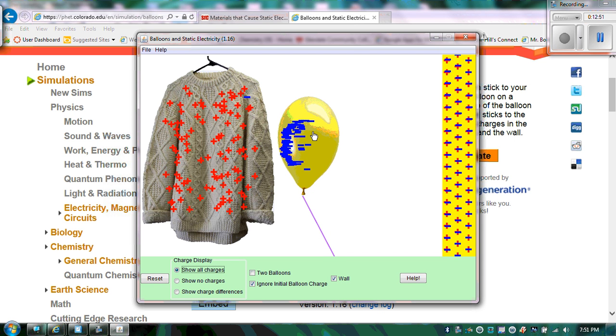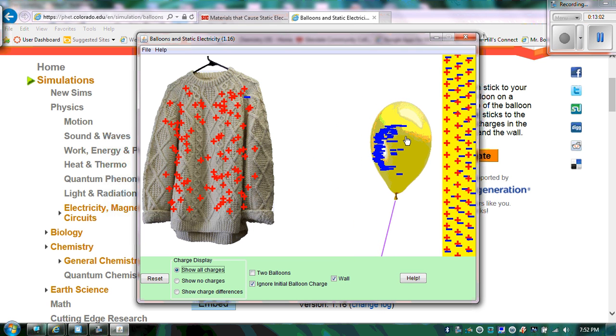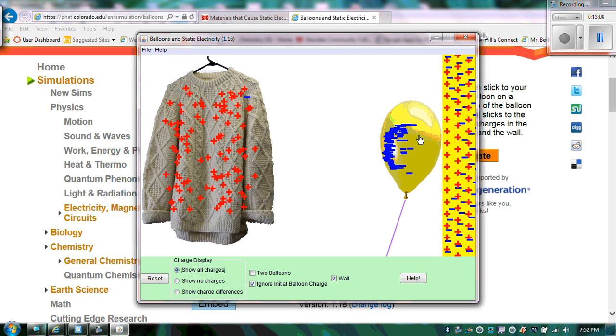Now, if I take the balloon, which is now negative, notice the wall on the right-hand side. The wall is yellow. It's neutral, but it's neutral because its positives and negatives are evenly distributed. If I bring this negative balloon close to the wall, look what happens. Those negatives feel repelled because the balloon is negative, and so they repel each other, and so it's going to stick to the wall.